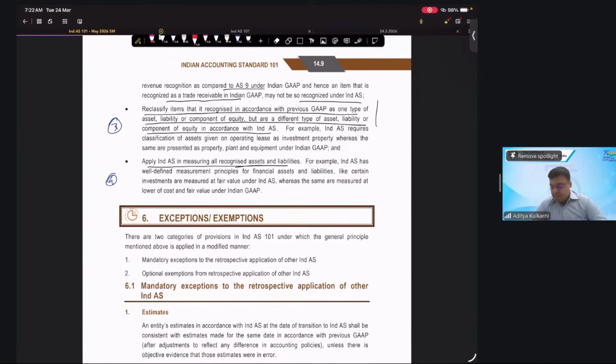And finally, apply Ind AS principles in measuring all assets and liabilities. That goes without saying. Is it okay? So these are the four things that we have. Uma, are we okay? Saminathan, are we okay? All right. Fine.